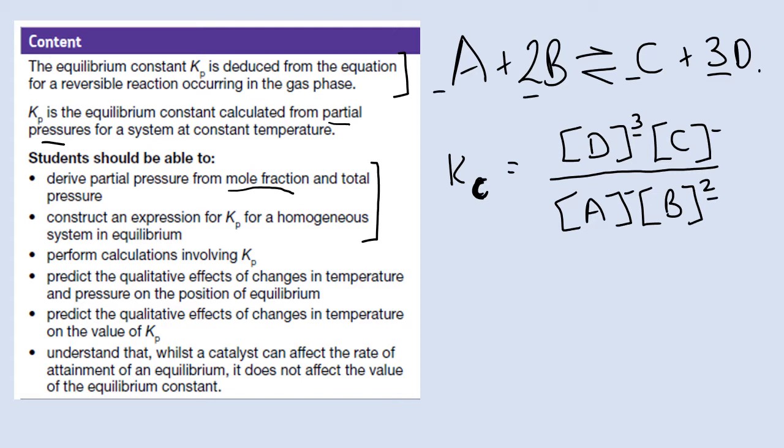Okay, and Kp is very similar. The big difference between Kc and Kp is that Kc deals with concentrations in moles per decimeter cubed, whereas Kp is for a gaseous equilibrium, so it's for a gaseous system. You can use Kc for a gaseous system as long as you calculate concentrations, but Kp uses gases and partial pressures and mole fractions, and we'll see that on the next slide.